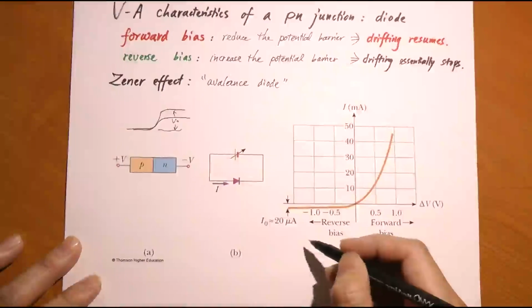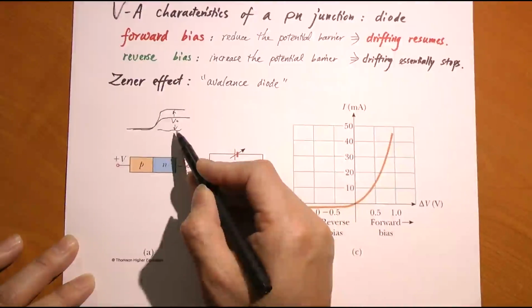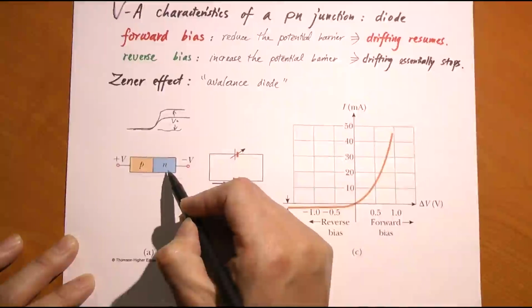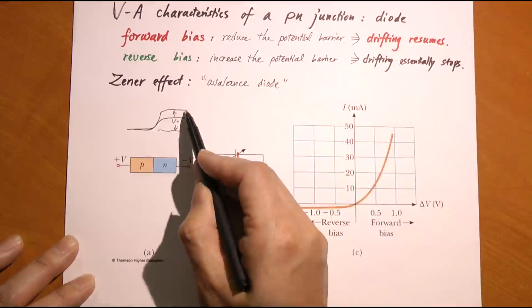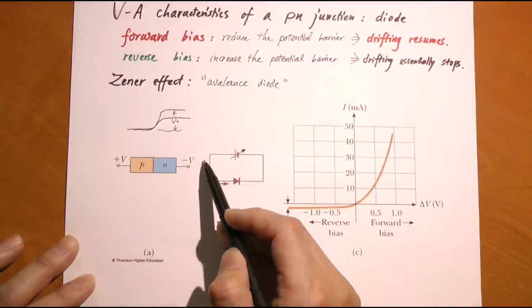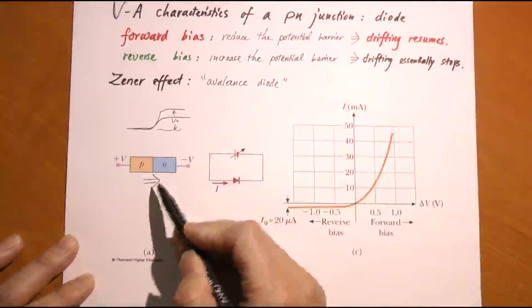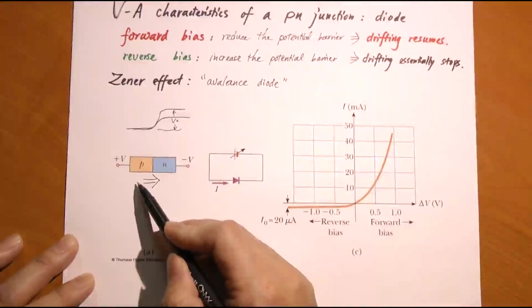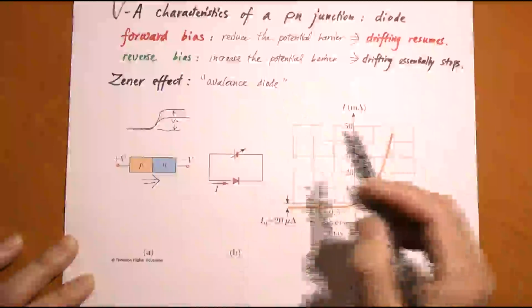It lowers the potential barrier. And because it lowers the potential barrier, if the barrier is lower than the equilibrium value for the drifting to stop, then drifting will resume until it goes up to that again. So drifting will resume, okay? And that's the drifting current. So a lot of the holes will migrate this way, a lot of the electrons will migrate that way, each contributing to a current flowing from P to N. So this is called forward bias.